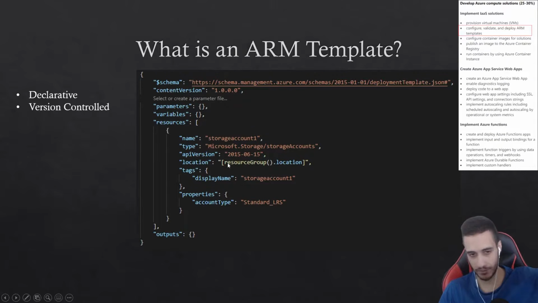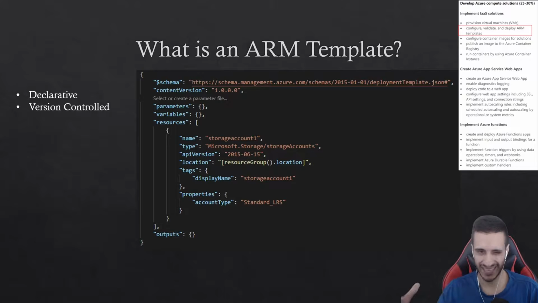There are so many other different expressions. Those are all linked in the documentation. Then we have the tag section, obviously, if you want to tag your storage account, and then just the standard properties. In this case, what account type am I choosing? And last but not least, there's the output section. And this is if you want to define a specific output from your template.